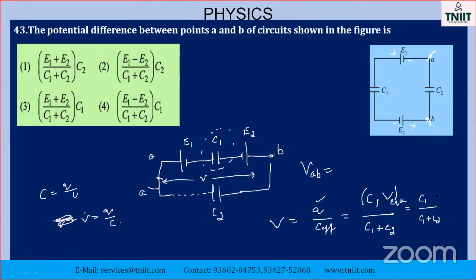What is V equivalent here? Here negative is connected to negative. So it should be E1 minus E2. E equivalent is E1 minus E2. If E1 and E2 are connected like this, positive is connected to negative, it means E equivalent is E1 plus E2. But in this case, negatives are connected. So equivalent EMF will be E1 minus E2. So option 4 is the right answer.